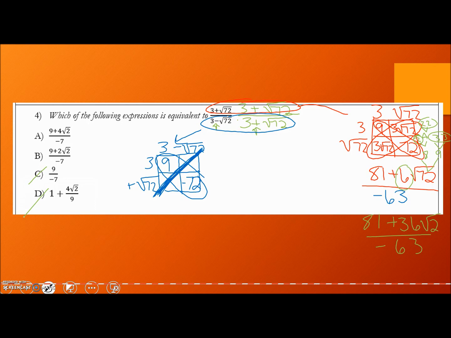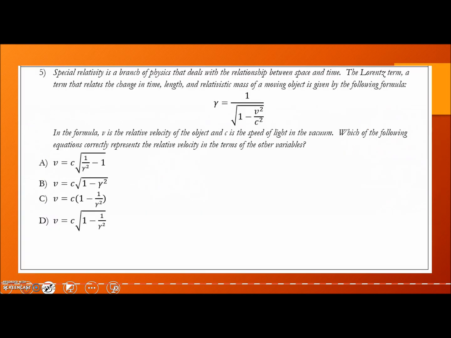So I asked myself, well, how the heck did they get -7 on the bottom? And so I did a little problem solving, and I realized that if I divide that by 9, I would get -7. And so I'm just going to divide everything else also by 9, and that will determine which answer it is. So 81 divided by 9 gets you 9. 36 divided by 9 is 4. You keep the radical the same, and then -7 on the bottom. So that is answer choice A.